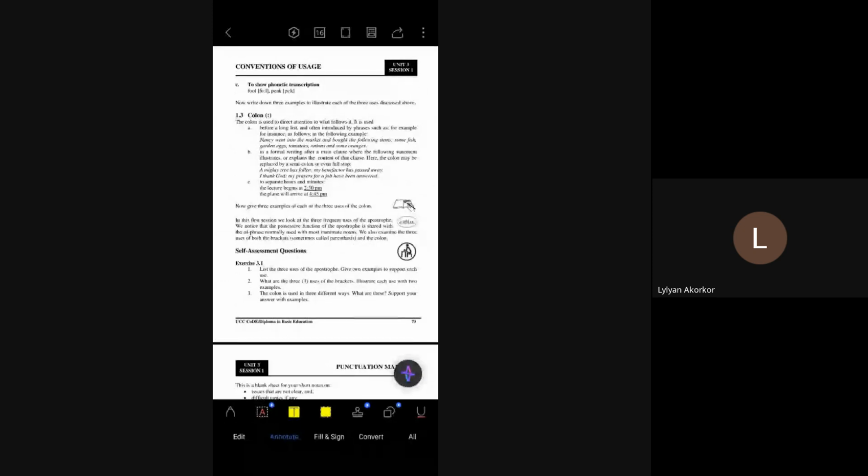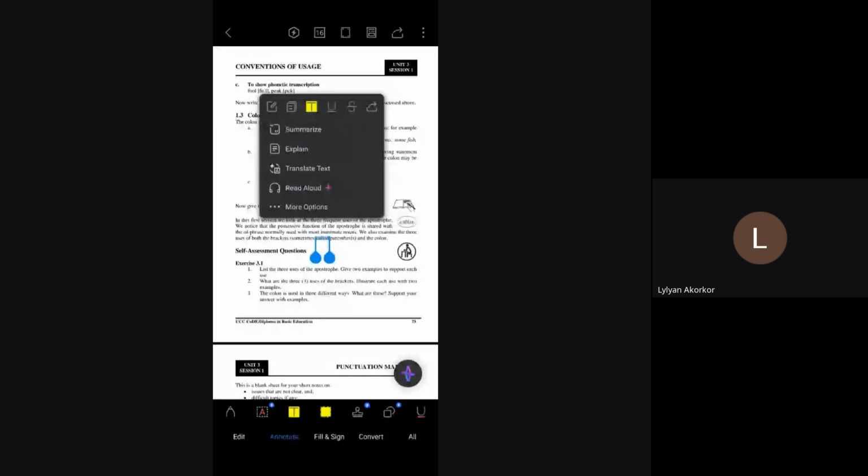Okay, let me finish with the colon so that we continue. The colon is mostly used to direct attention to whatever follows it. So mostly, the colon is used before a long list of items, or a list of items. We have an example there for us.